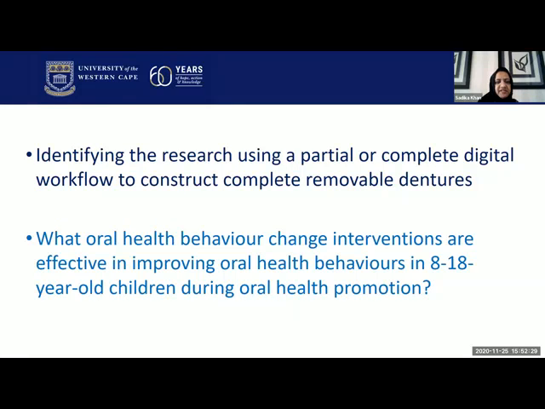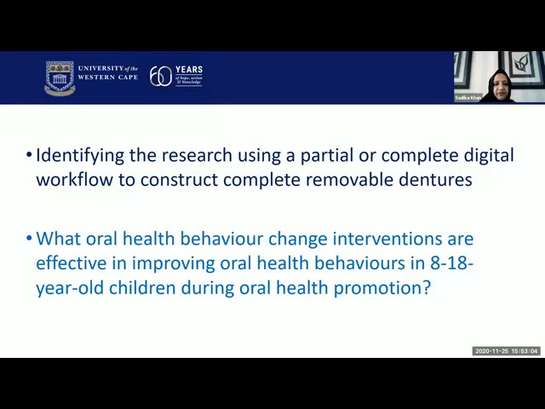Here's a few more questions. I'm busy with a digital workflows review, just to identify the research using a partial or complete digital workflow. So you can imagine that question can be transformed and written very differently because it focuses on two big areas of digital workflow, partial or complete. Then we have another one. What are the oral health behavior change interventions that are effective in improving oral health behaviors in 8 to 18-year-old children during oral health promotion?